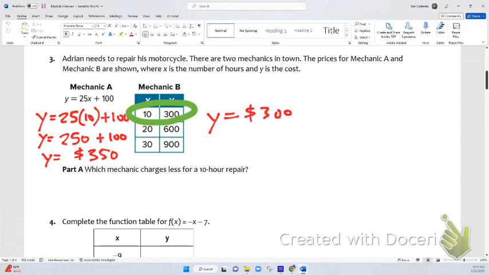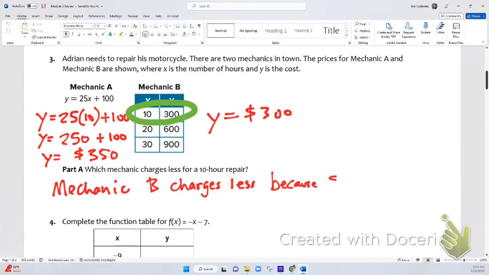$300. Now, obviously, when you go to a mechanic, you want to pay less money. You never want to pay more money. So part A says, which mechanic charges less for a 10-hour repair? So you would say mechanic B charges less because $300 is less than $350.